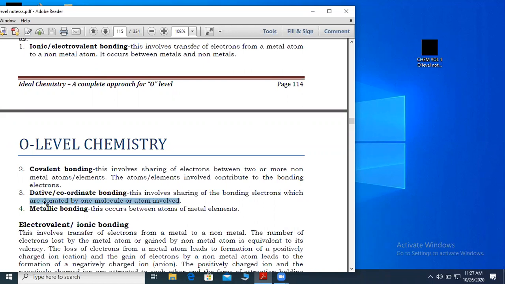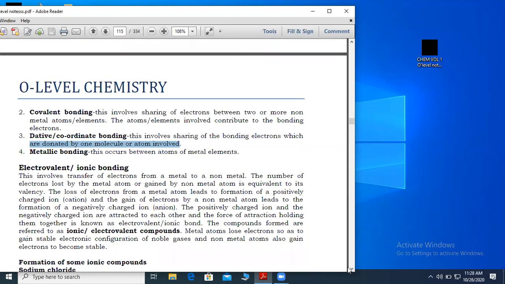This one we shall look at in Senior 5. Dative bond involves sharing of electrons, but those electrons that are shared are donated by only one atom. That is a dative bond. Then metallic bonding is where we form a bond between only metals. That is metallic bonding.